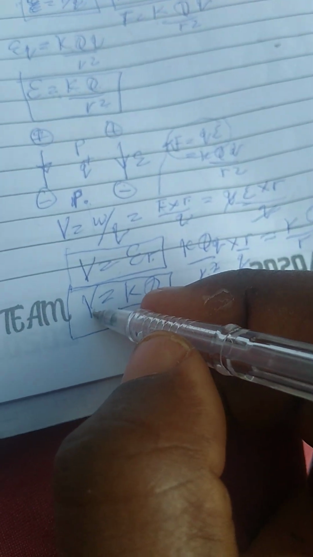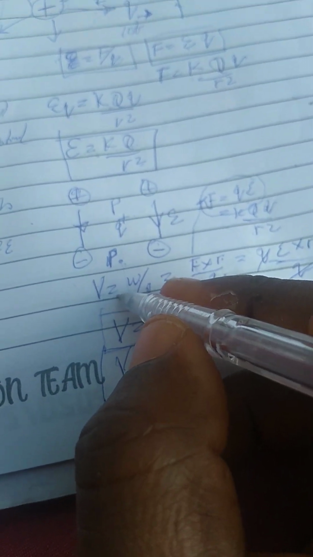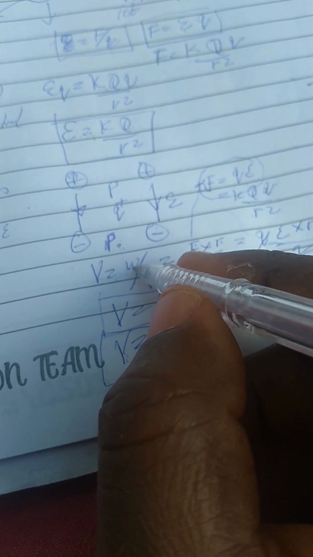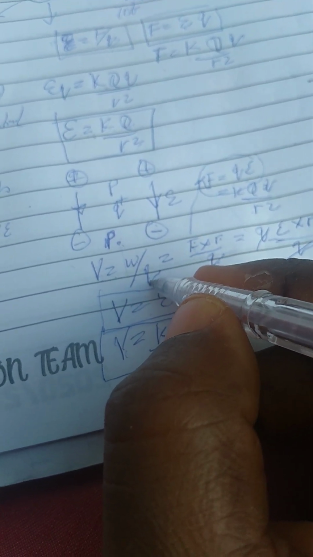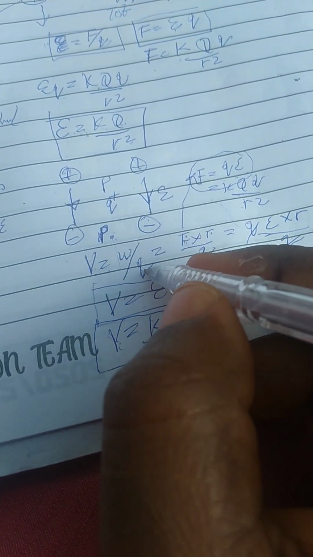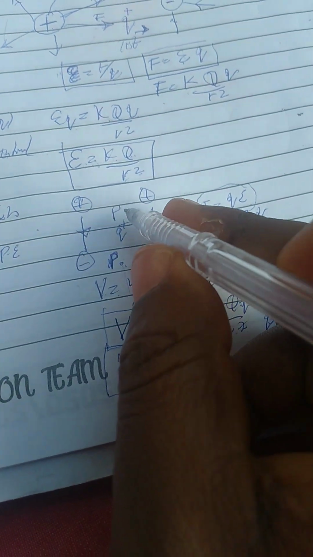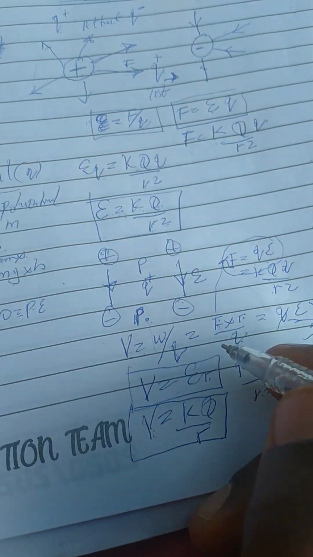That is electric potential. Now, this particular electric potential, by definition, is the work done per unit charge in an electric field, or the work done in taking a unit charge from infinity to a particular point in an electric field.